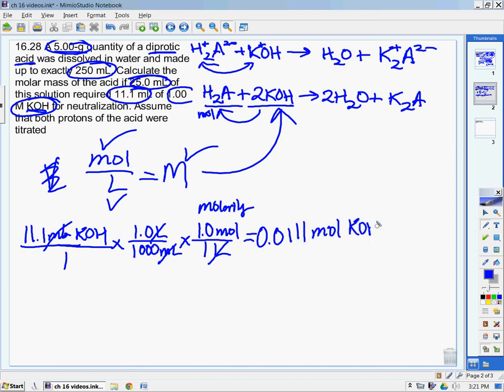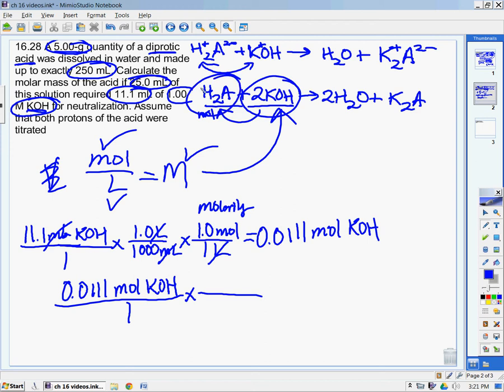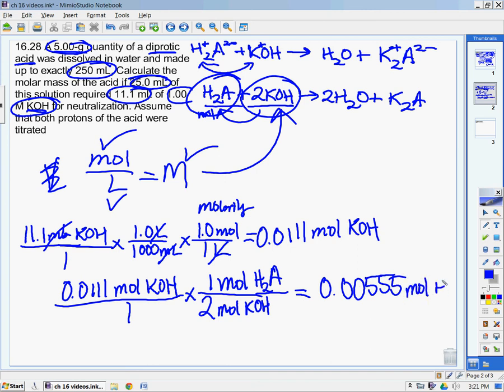We've got to use stoichiometry now to figure out how many moles of acid. Well, you know that you're going to have twice as many moles of KOH as acid, so it's really just about dividing by 2. But we need to show the work to get that. So moles KOH over 1, and we're going to use the mole ratio, which is 2 to 1. So 2 moles KOH in the denominator, so it cancels, and 1 mole of the diprotic acid, H2A, in the numerator. That's going to show us 0.00555 moles of the acid, H2A.